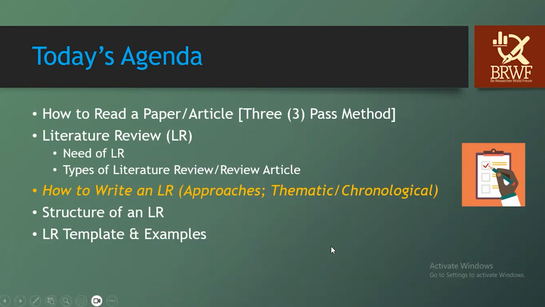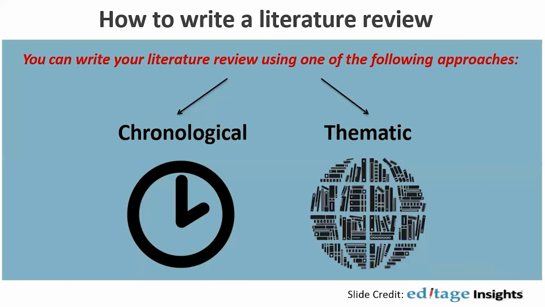How to write a literature review. We will go for it. Again, I already told you that we have to summarize the related literature in two ways. We can do it by chronological order or thematic order.